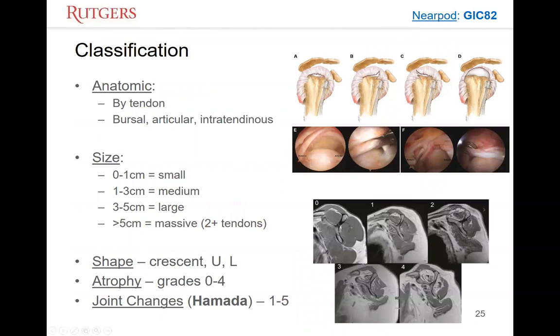There's no widely used formal classification system for these tears, so it's largely descriptive. Descriptions generally include which tendons are involved, whether the tear is bursal, articular, or intertendinous. They can also be graded on their size, with massive tears being defined as being over 5 centimeters wide, including at least 2 tendons. The shape of the tear has implications on surgical technique and is frequently described as either crescentic, U-shaped, or L-shaped. Chronic tears can be graded by the amount of atrophy and fatty infiltration. And also the Hamada classification can be used to describe superior humeral head migration and glenohumeral joint narrowing.